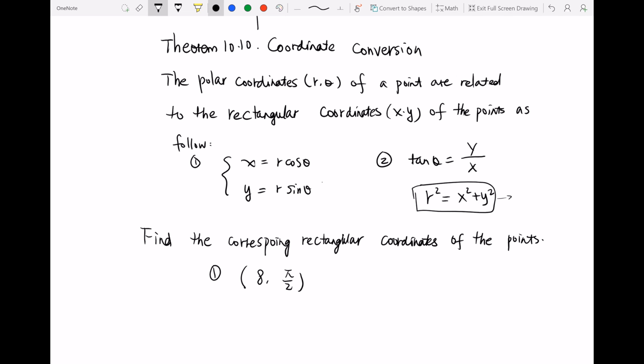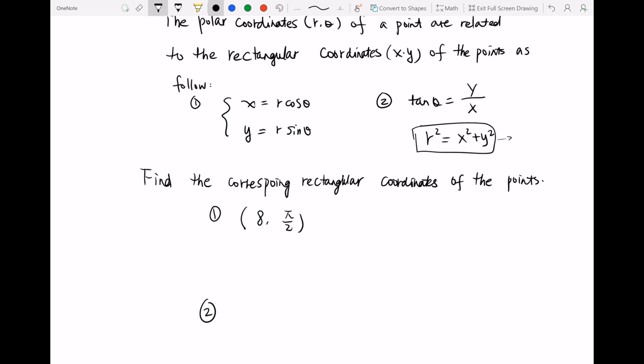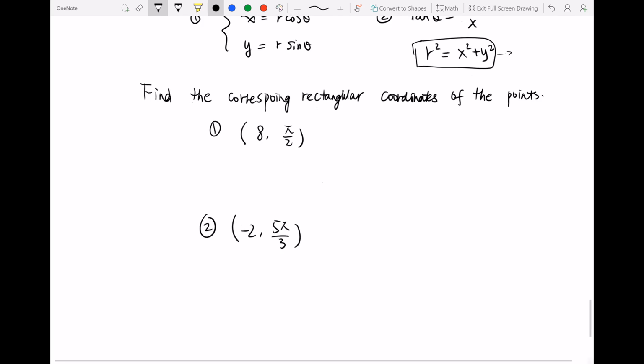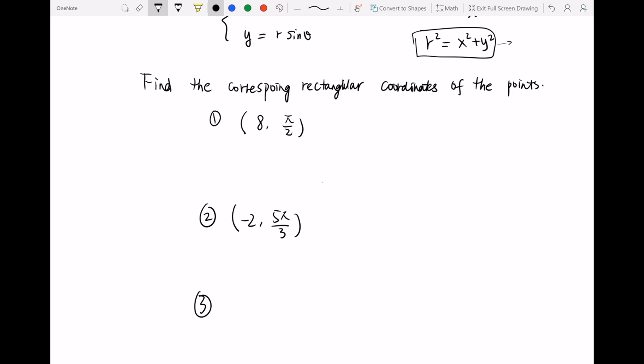So I'm going to write several. Okay, -2, 5 pi over 3, number 3. Okay, just these two first. I'll give you 1 minute to finish this one, and then I'm going to call a student to help me tell me the result.